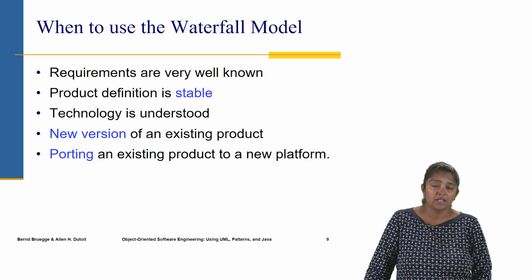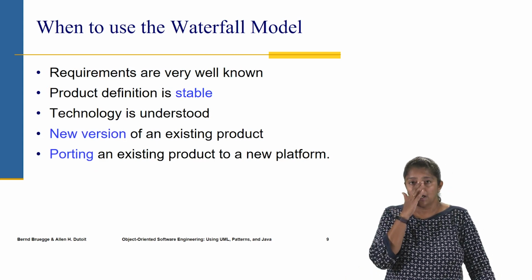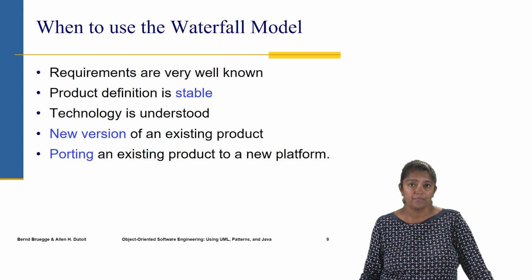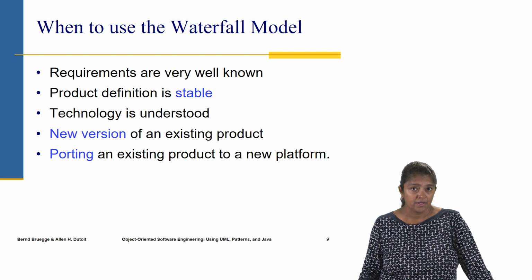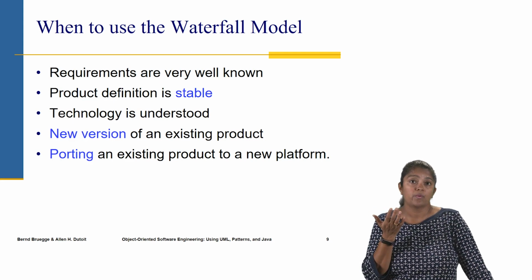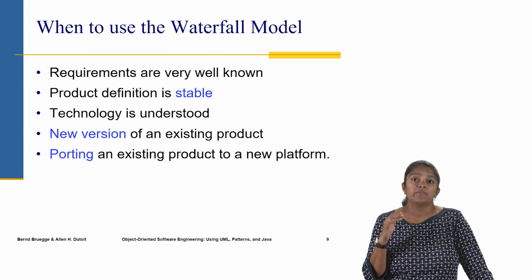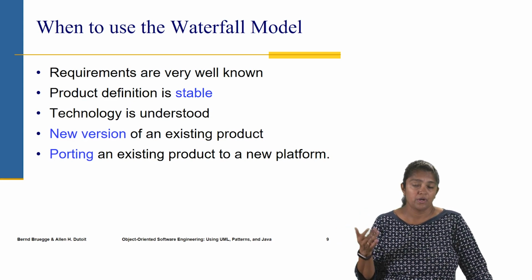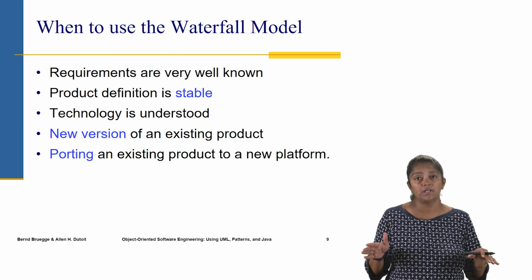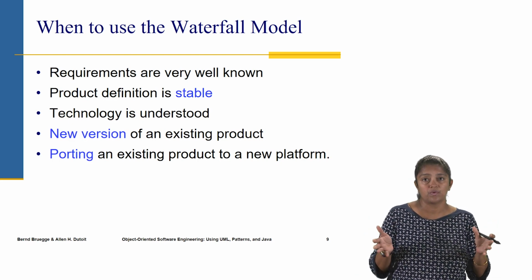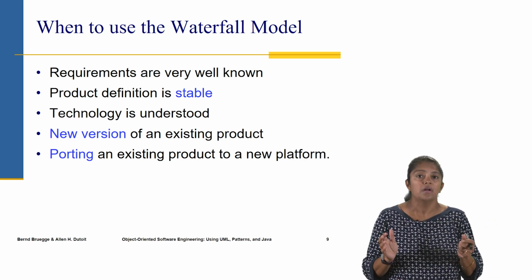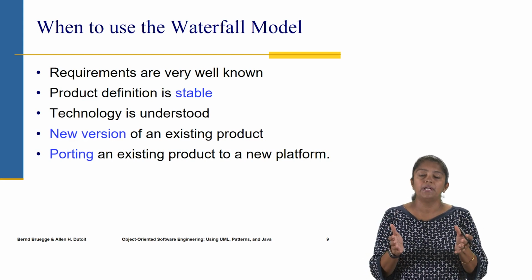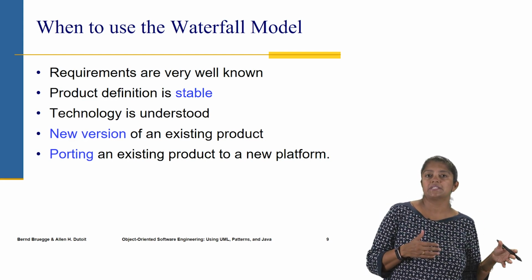But having said that, even with those deficiencies, there are some situations where the waterfall model is a very good fit. It's a good fit where the requirements are very well known. If the product definition is stable, then it's a good idea to go with it. Where the technology is well understood and we have a sense for what technology needs to be used. Or if you're building a new version of an existing product.